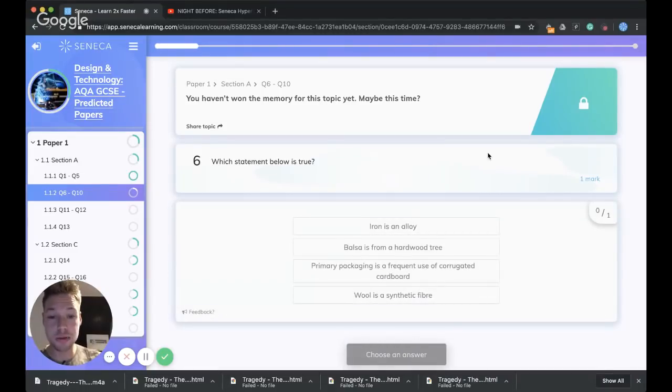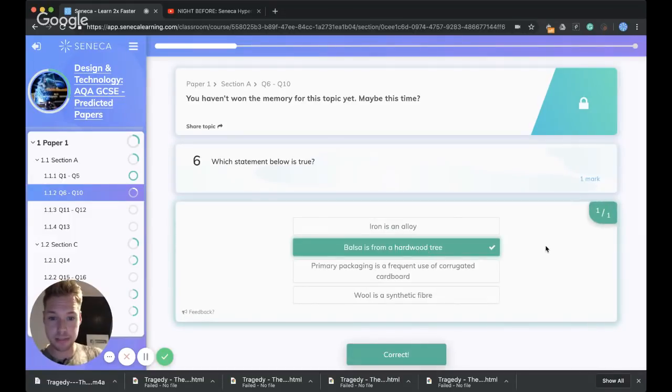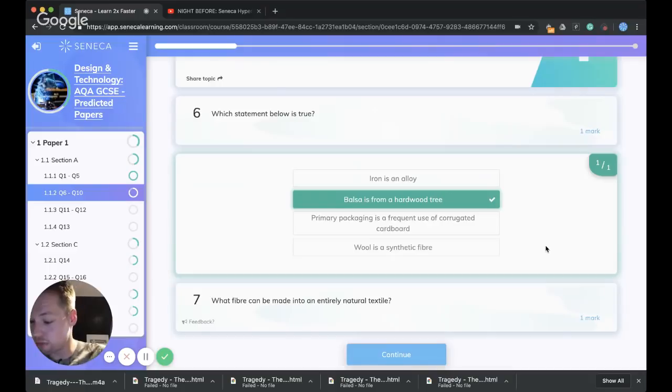So which statement below is true? Let me know in the chat. Very good. It is balsa is from a hardwood tree. Iron is an alloy? It's not an alloy, an alloy is a mixture of metals. So that's the key thing to remember. Iron is a pure element, so it's not an alloy.